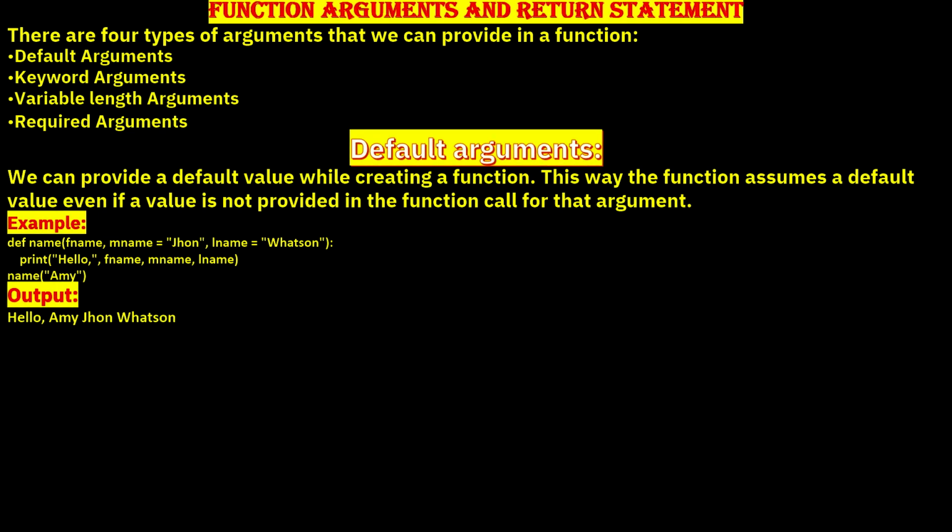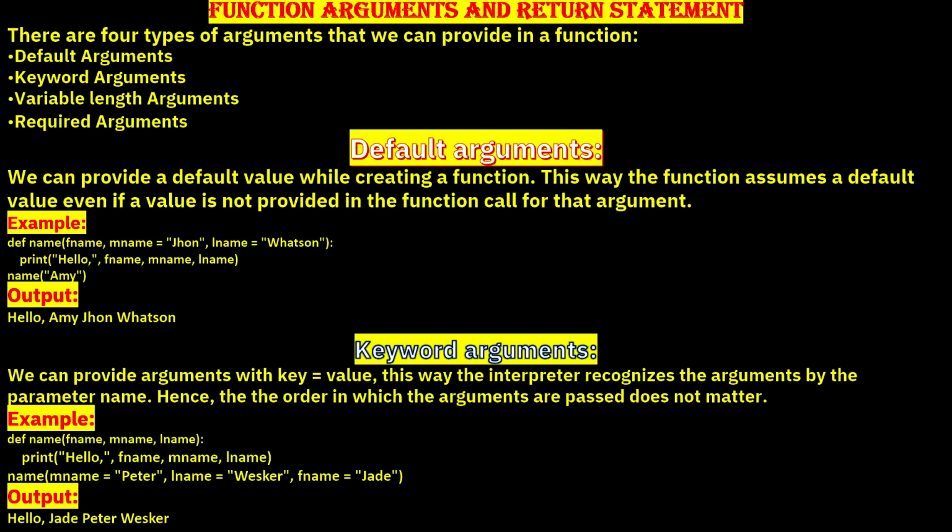Keyword arguments. We can provide arguments with key equal to value. This way the interpreter recognizes the arguments by the parameter name. Hence, the order in which the arguments are passed does not matter. Example: def name(fname, mname, lname): print("Hello", fname, mname, lname). name(mname="Peter", lname="Wesker", fname="Jade"). Output: Hello Jade Peter Wesker.